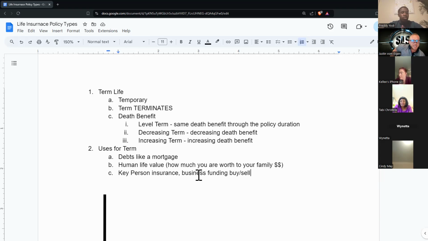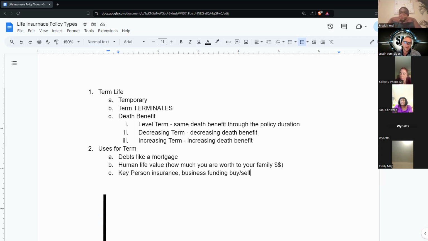Business funding or buy-sell agreements. Say Tabby and I both, say she was the CFO and I was whatever, and we both had a piece in the company, say we split it 50-50. And the company was worth $1 million. Tabby would get $500,000 in life insurance on my life, and I would get $500,000 of life insurance on Tabby's life. That way, if I die, my family wouldn't get the company. It would be written that Tabby would buy out my portion and get it. That way, Tabby wouldn't have to do business and deal with my family who has no idea about our business at all.